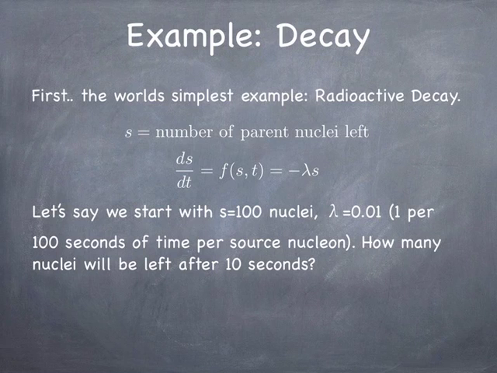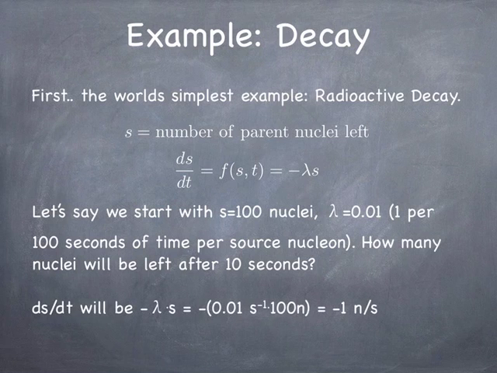Anyway, after 10 seconds, how many nuclei do you expect to remain? So you start with 100, you have a rate of 0.01. So the idea is you simply multiply 0.01 by the number of nuclei right now. That's 100, and you end up with 1 nucleon per second decay rate. In other words, you're going to lose 1 nucleon per second if you have 100 right now.